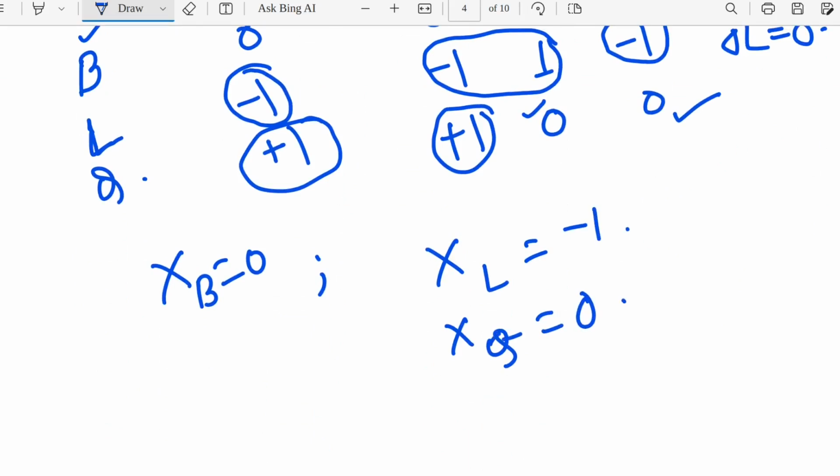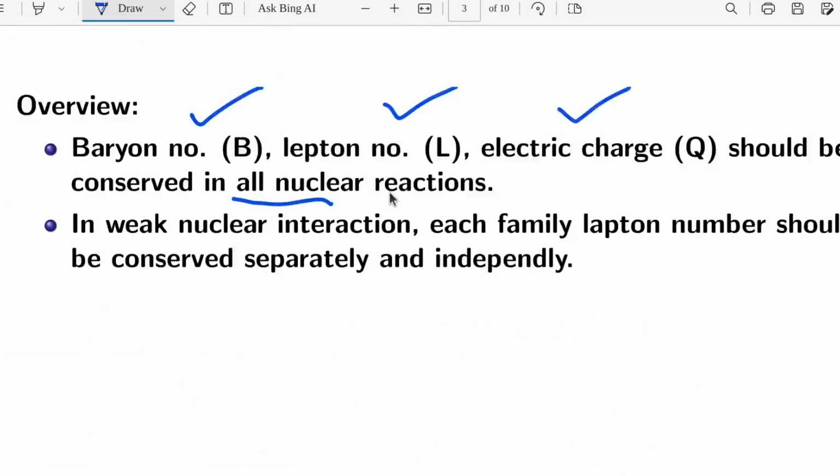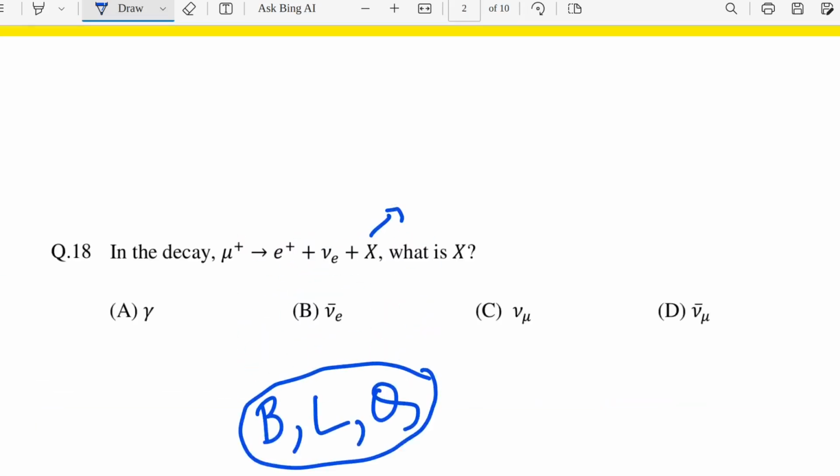That means our x will be a neutral particle and an antilepton, and it will not be a baryon. Obviously if it is a lepton, then it will not be a baryon. So x will be a neutral particle. Now we have to focus on the nuclear reaction a little bit more. In the nuclear reaction we can see that an outgoing particle is a neutrino. If the outgoing particle is a neutrino, then obviously it is a weak interaction.